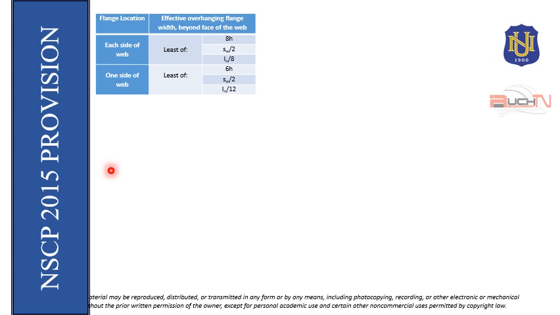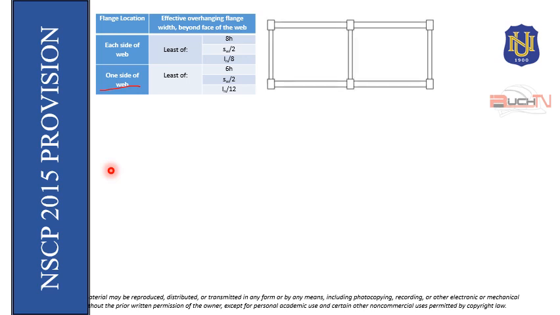So dako naman tayo dun sa next flange location. So, dun tayo sa one side of web. So, kunin ulit natin yung floor plan. So, para ma-interpret yung one side of the web, ang ibig sabihin kasi nun, let's cut this one into this one. So, ibig sabihin, or cut natin yan na ito lang.